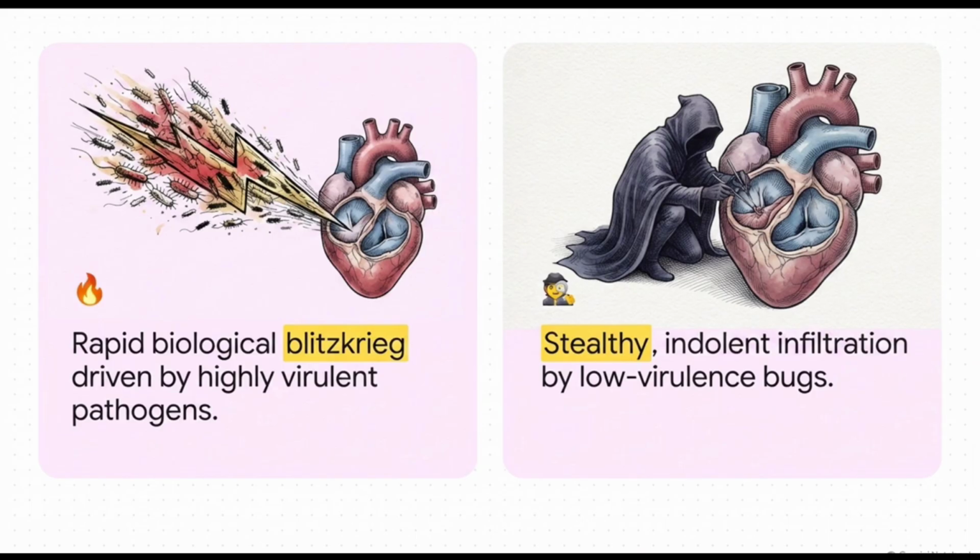On the flip side, we have subacute IE. This is much more of a stealthy, indolent infiltration by lower virulence bugs like strep viridans. The symptoms here are kind of vague, maybe just a low-grade fever or some fatigue, which honestly makes it a much slower, sneakier threat to catch.